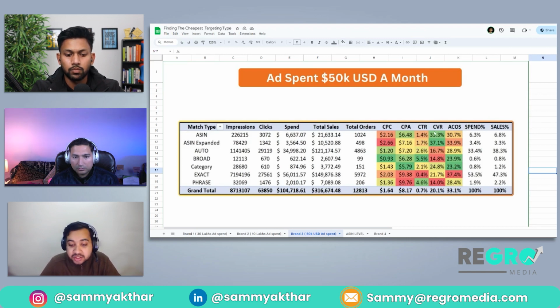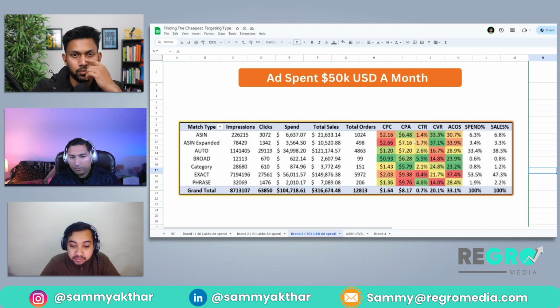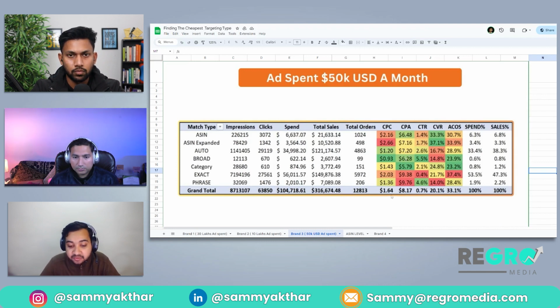Their conversion rate is superb, very good. The CPA that they're getting is totally fine. The CPCs that they're getting, 1.6 for average CPC, it's a very good CPC at current times. So I think this brand is doing good. But again, the one mistake that they're making is that they're focusing too much towards exact campaigns.